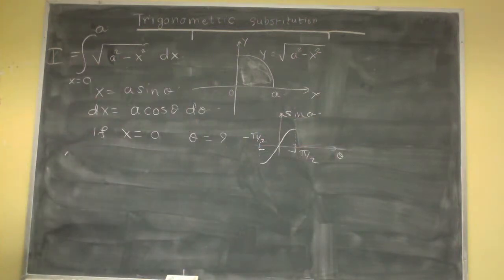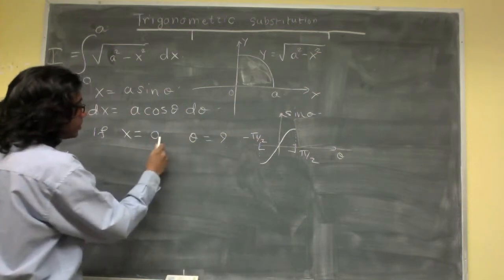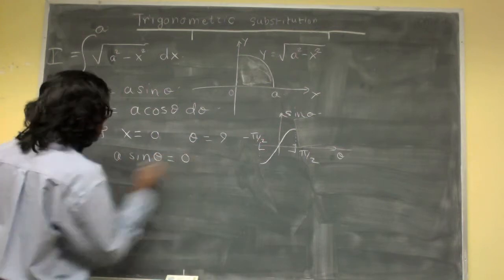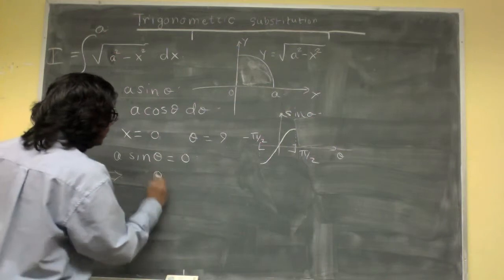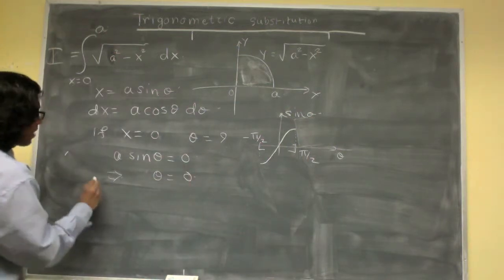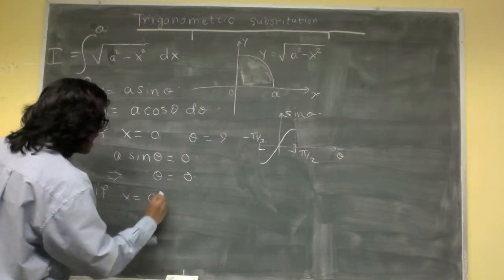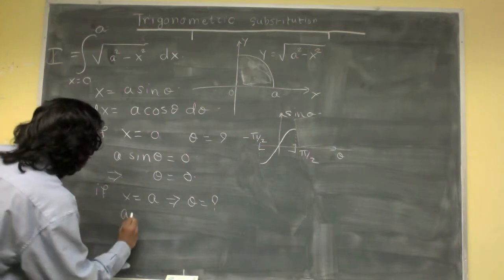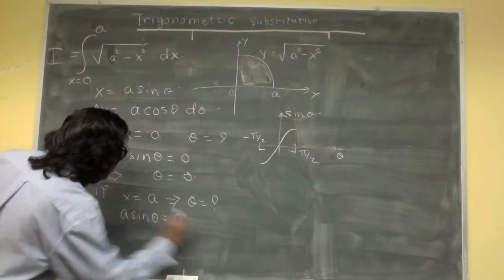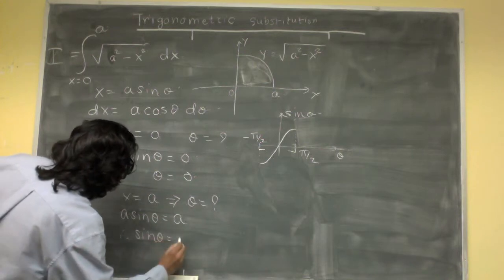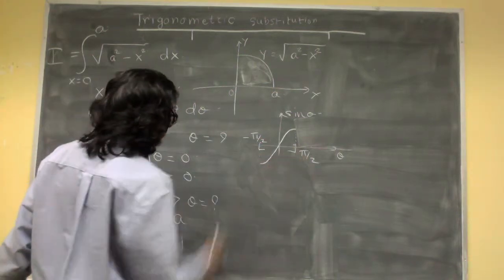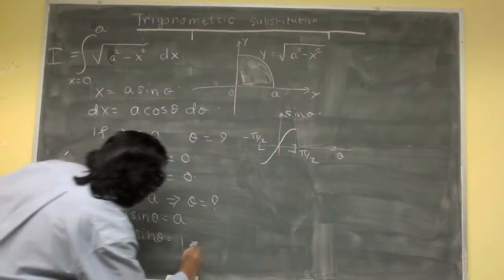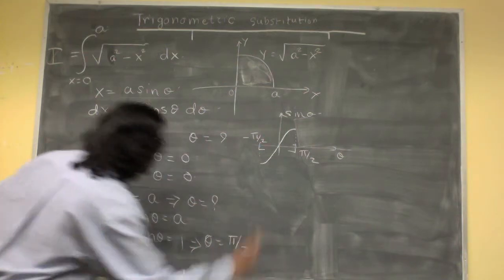Okay, so in this interval, if x is equal to 0 and x is a times sine of theta, then a times sine of theta is equal to 0. This has a unique solution in this case, theta has to be equal to 0. In the same way, if x is equal to a, what is theta in this case? We have a times sine of theta is equal to a. Sine of theta becomes 1, and in this interval we have sine of theta as 1 only at the point where theta is pi over 2.